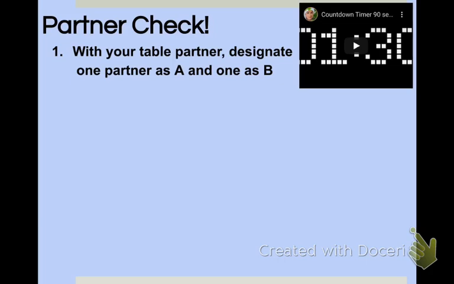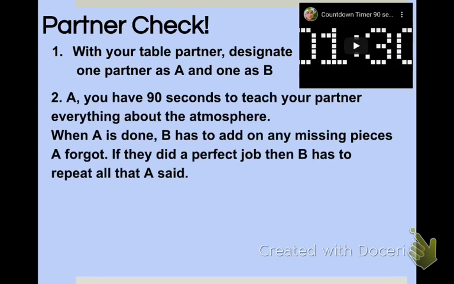Now that you know who's A and who's B, partner A, you are going to have 90 seconds, so a minute and a half, to teach your partner everything there is to know about the atmosphere. When partner A is done, B, you have to add in any missing pieces that person A forgot. If person A did a perfect job and they didn't leave anything out, then you need to repeat or summarize all that A said back to them. So you're going to have 90 seconds to do that.